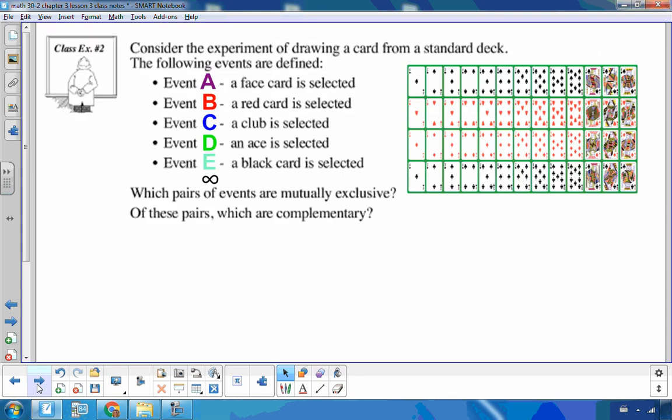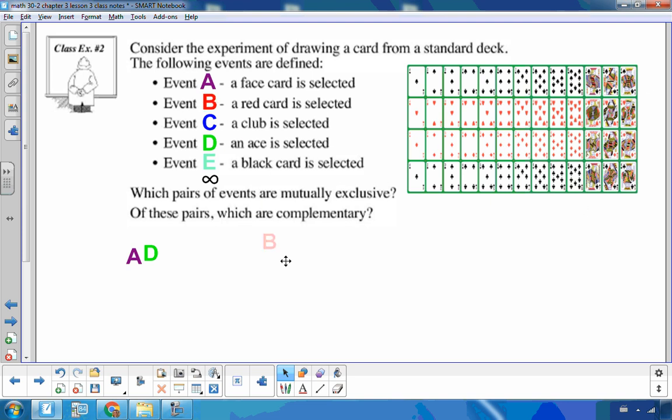Okay, let's look at class example number 2. So we're going to look at these events and we want to pick out which ones are mutually exclusive. So in other words, which ones have no overlap. So let's start with A, face card. Can a card be a face card and a red card at the same time? Yes, there's 6 red cards that are also face cards. Can a card be a face card and a club at the same time? Yes, because look here for the clubs. There are face cards right here that are clubs. Can a card be a face card and an ace at the same time? No, they can't. So those are mutually exclusive. And can a face card be a black card at the same time? Yes, there are 6 cards that are face cards in black.